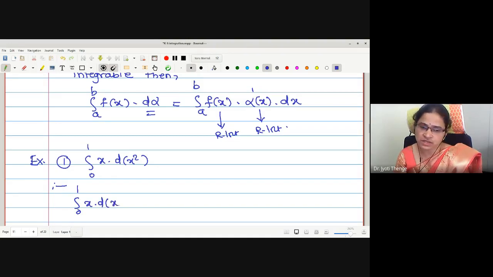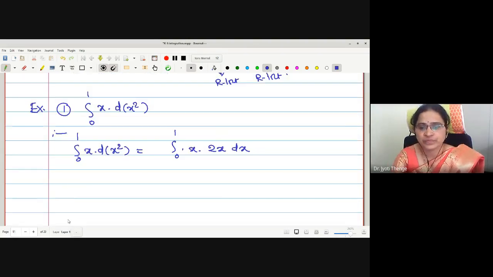By using the theorem, what is the value of this integration? It is the integration from 0 to 1 of x as it is, and d(x squared) is 2x dx. Correct? Therefore, what is my new integrand? Is it 2x squared?